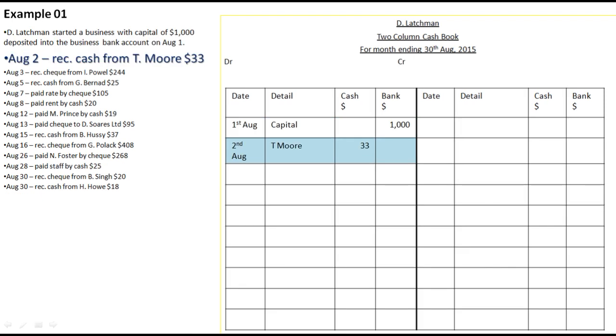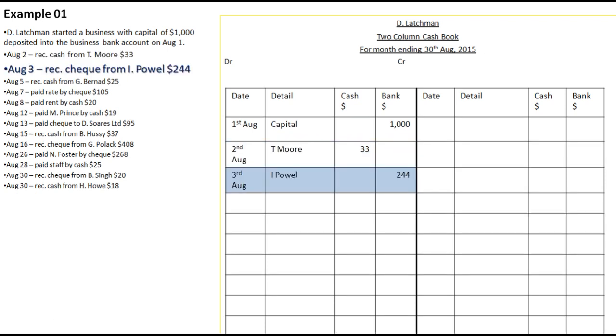2nd of August, received cash from Timor, $33. Now we ask ourselves, is the business receiving cash or are they losing cash? In this case, the business is receiving cash from Timor, and we place the $33 under the cash column because it states they are receiving cash. 3rd August, received check from I. Powell, $244. The business is receiving something, so we place it on the debit side, and they're receiving a check, and checks deal with the bank. So in the detail we place who they were receiving from, I. Powell, and then under the bank account $244, because they are receiving a check. They're not receiving cash, they're receiving a check.